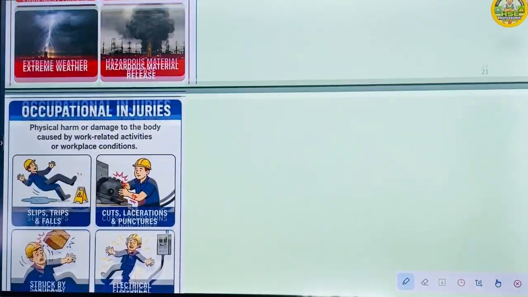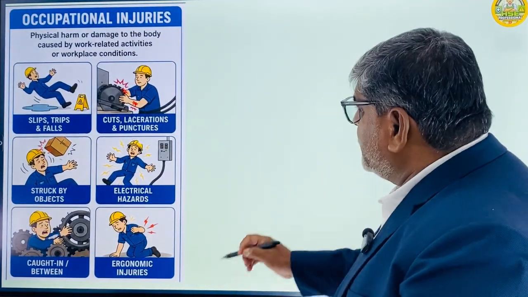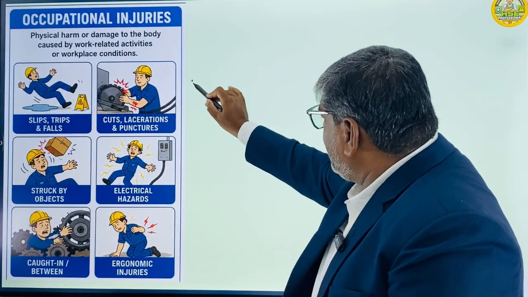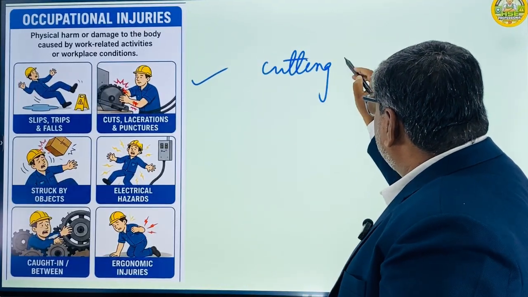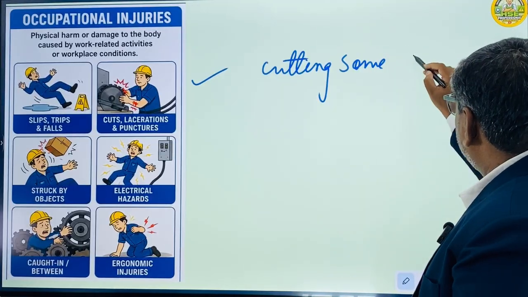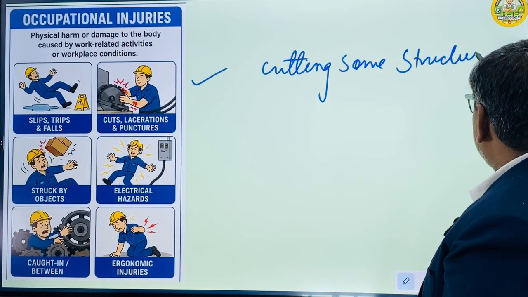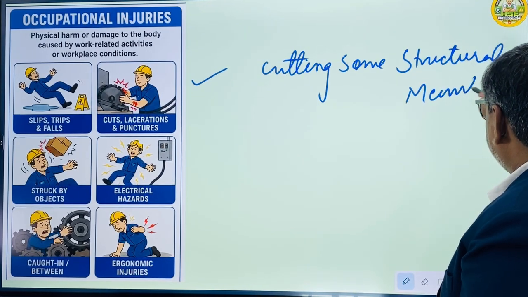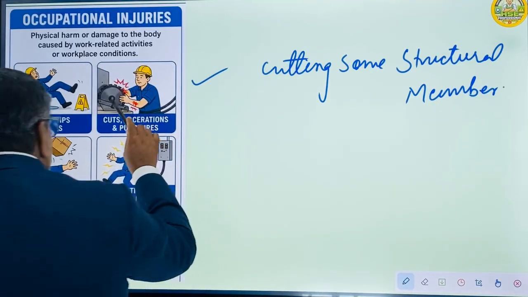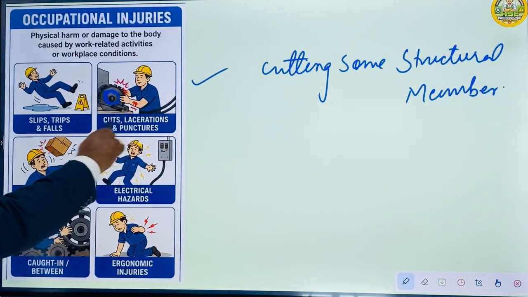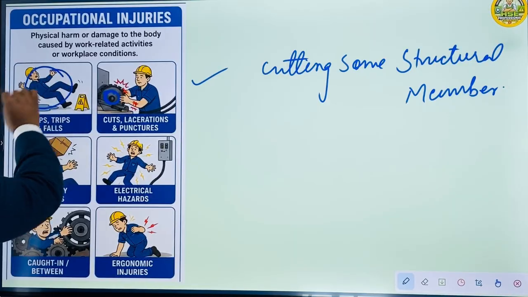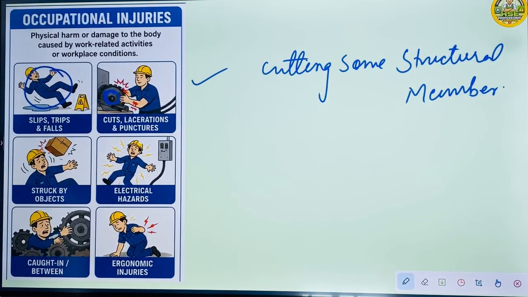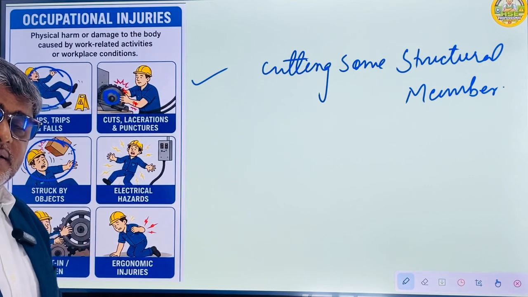go for the next. Occupational injury. Suppose you can see this man, what is he doing? He is cutting, maybe some structural member. So what will happen? This rotating part, if his hand comes in contact with it, there will be injury, like a grinder man. Okay, this is called slip, trip and falls. Yes, struck by object. He is coming between two objects, rotating parts, impact, incision, seizure.